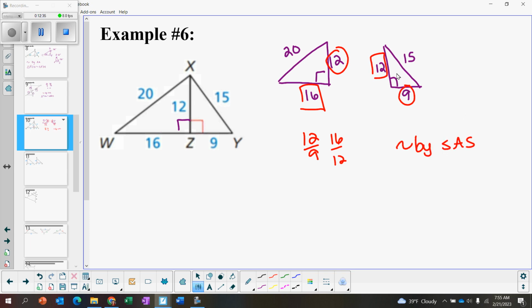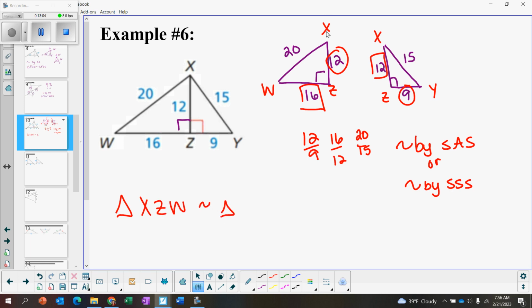If I wanted to also compare 20 to 15, I instead could have actually used, right, 4 over 3, similar by SSS. So there's actually two possible answers for this one. All right, and I'm going to make my similarity statement. So I'm going to put X, Z, W, X, Y, Z. So let's say triangle XZW is similar to triangle... So let's say starting at X on the side with the circle, starting at Y, the side with the circle, and we went to the right angle, and then the last letter.